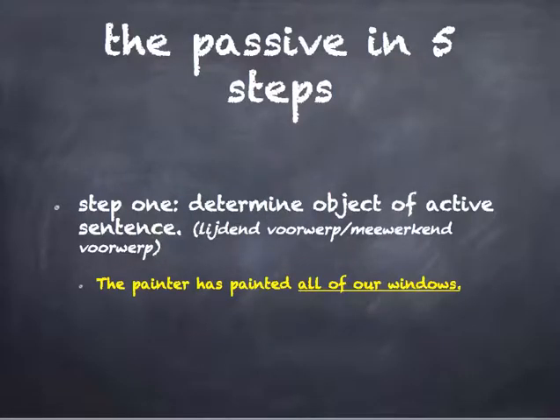Step 1. You determine the object of the active sentence. In the yellow example there, I've underlined the object. The painter has painted all of our windows. The object is all of our windows. So step 1, determine the object.